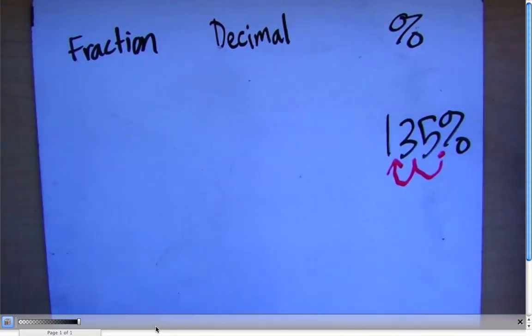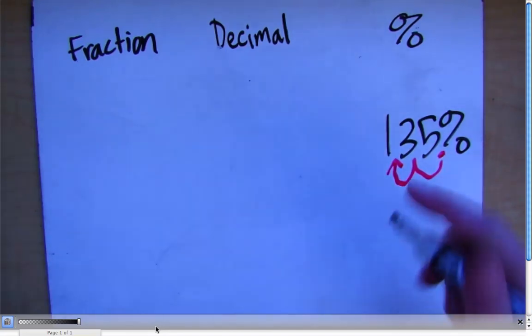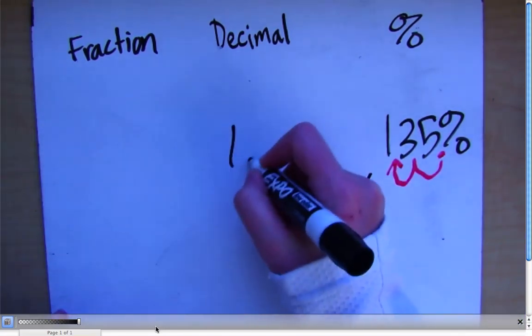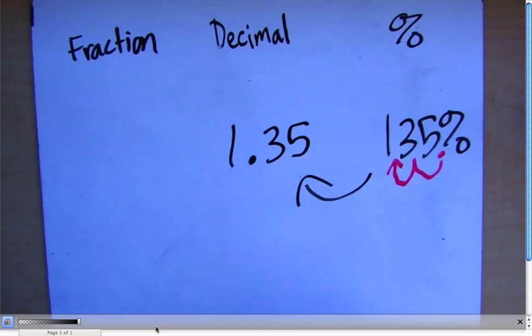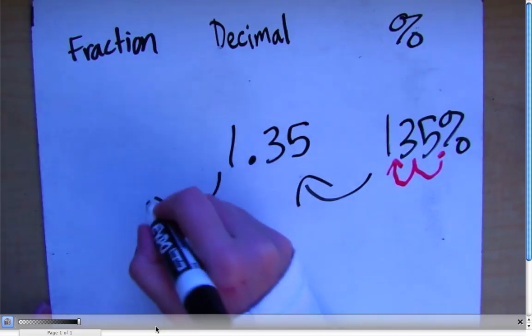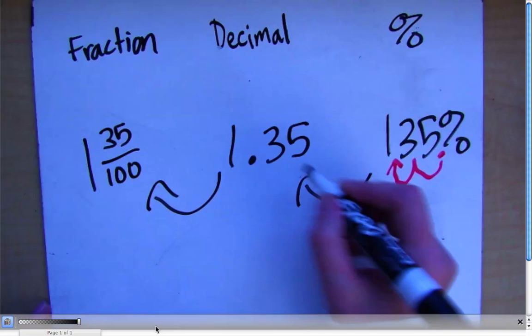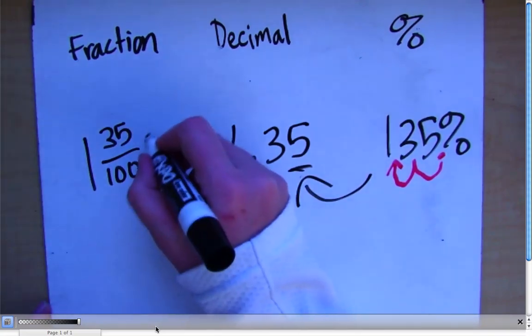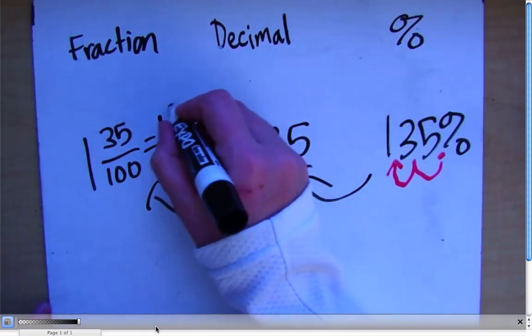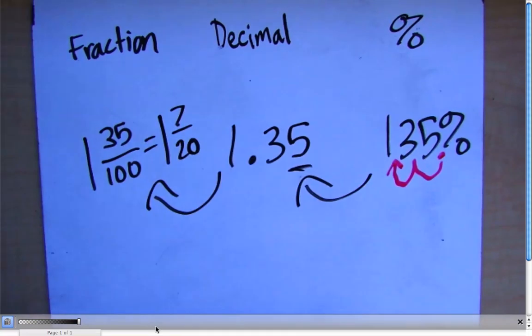So our decimal would then be 1.35, which you know is over 1, which makes sense because that's over 100%. And then our fraction would be 1 and 35 hundredths, because again that's in the hundredths place, and then simplify that, divide by 5, 1 and 7/20.